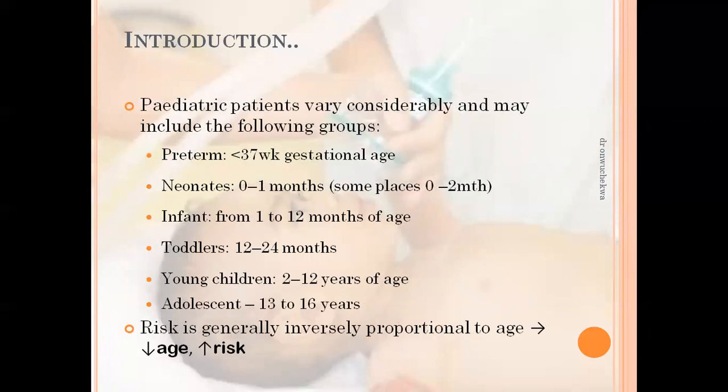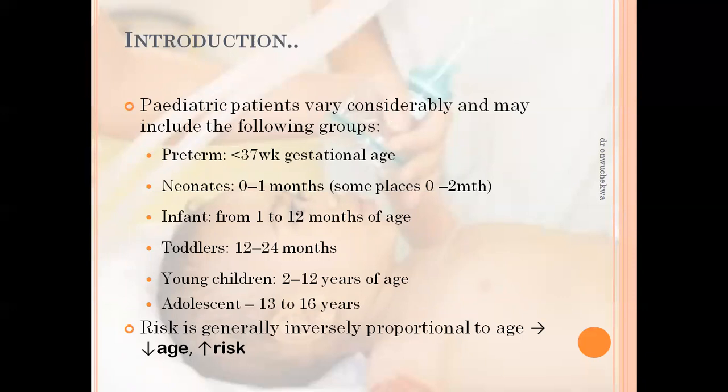Now, the pediatric age group could be divided into different groups. We have the preterm, which are children born less than 37 weeks of gestational age. We have the neonates, 0 to 1 month. In some climes, neonates are 0 to 2 months. Infants are 1 month to 12 months old. Toddlers, 12 months to 24 months; young children, 2 years to 12 years; adolescents, 13 years to 16 years.